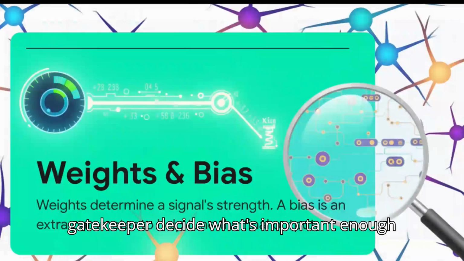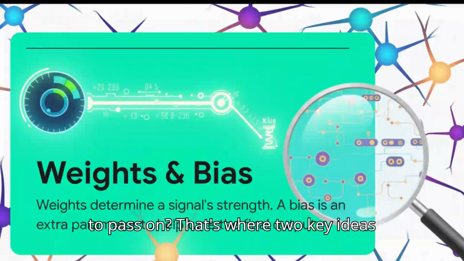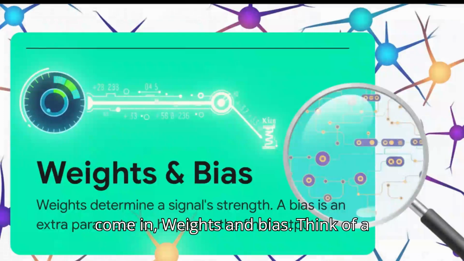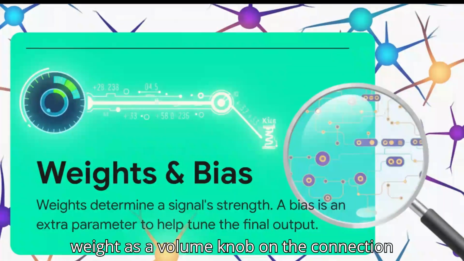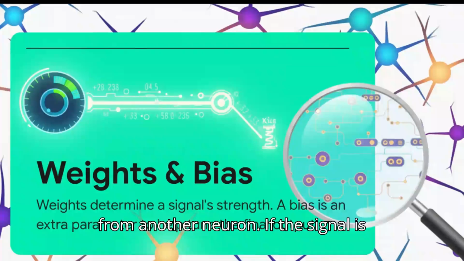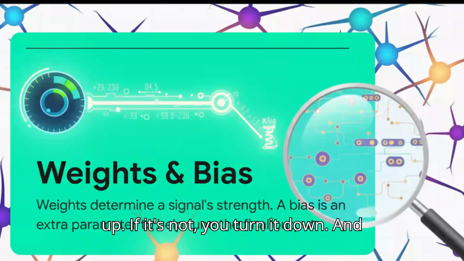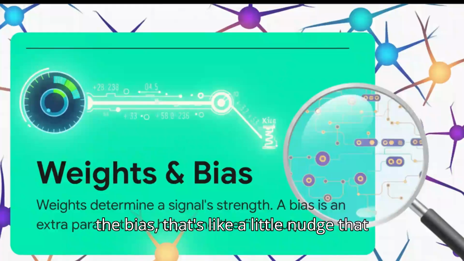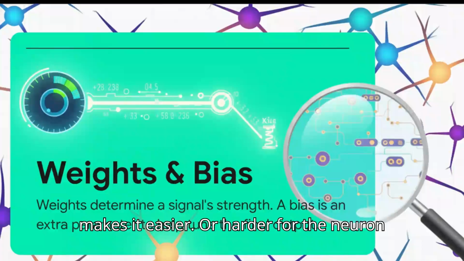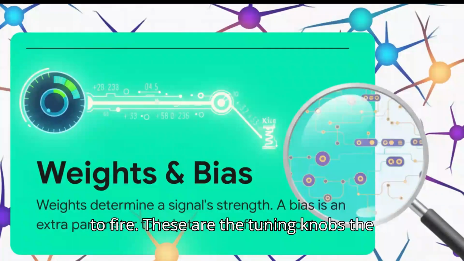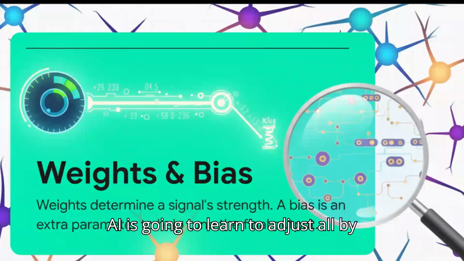So how does this little gatekeeper decide what's important enough to pass on? That's where 2 key ideas come in: weights and bias. Think of a weight as a volume knob on the connection from another neuron. If the signal is super important, you turn that weight way up. If it's not, you turn it down. And the bias, that's like a little nudge that makes it easier or harder for the neuron to fire. These are the tuning knobs the AI is going to learn to adjust all by itself.